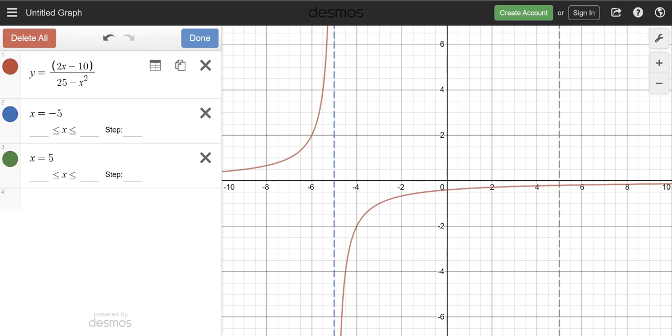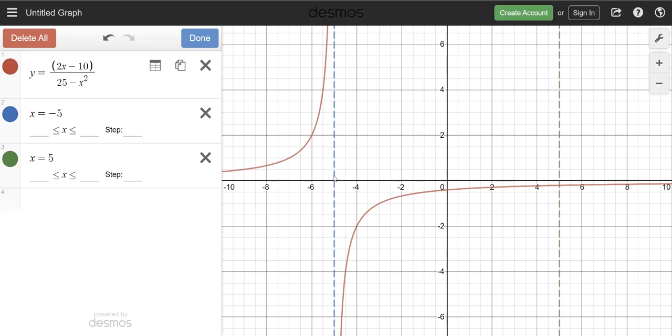I don't know if you can see my cursor. If I can find my cursor myself, it would be helpful. And I've lost my cursor. Where's my cursor? Okay, here we are. I found my cursor finally.